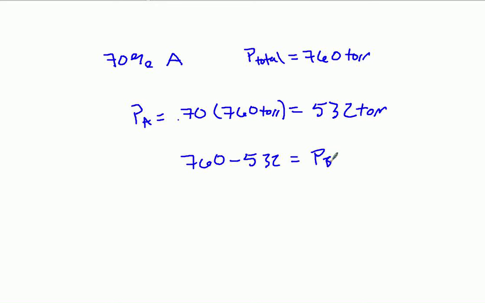I don't know what that is necessarily. It looks like maybe 228, apparently. I don't really feel like getting my calculator out, but I think that's correct. So it's 228 torr for B.